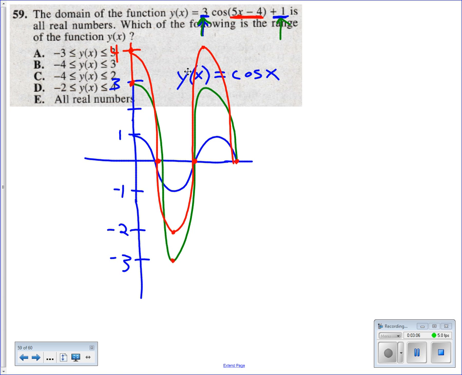All right, so if we look at our final graph based on just the vertical transformations, we can see that our maximum output value is at 4, and our minimum output value is at -2. And of our options, it looks like D is the one that matches up.